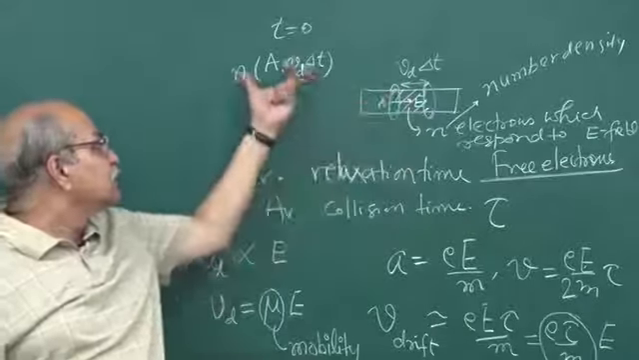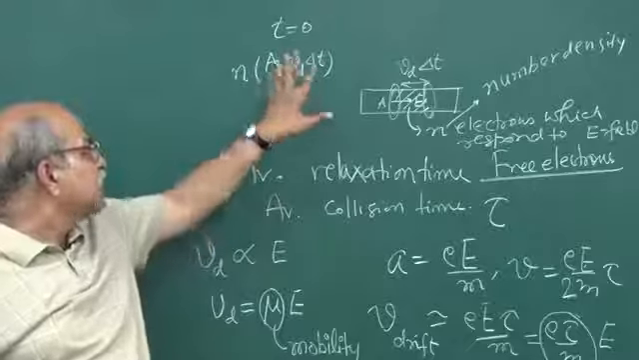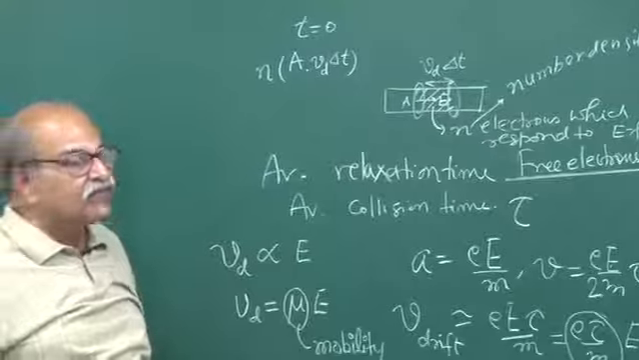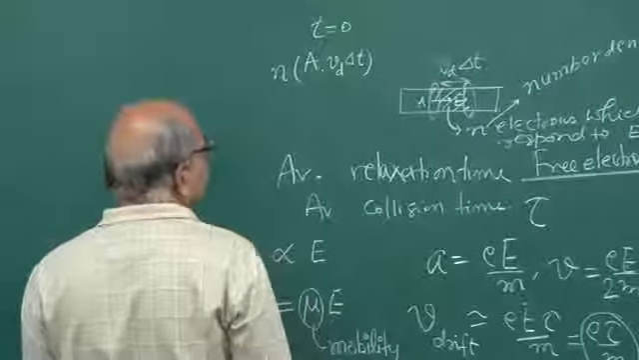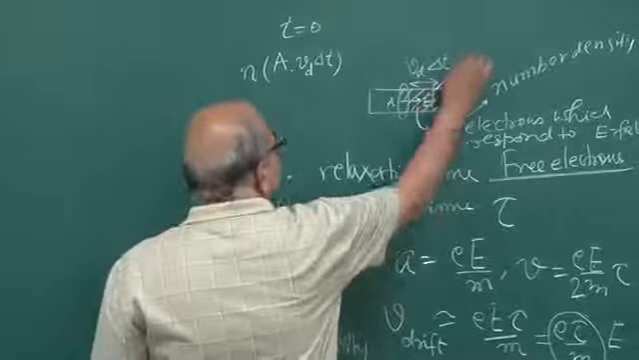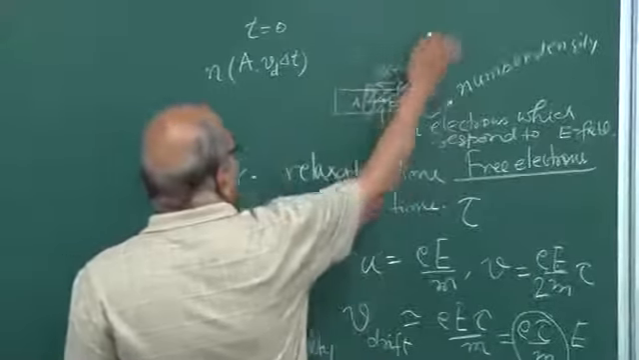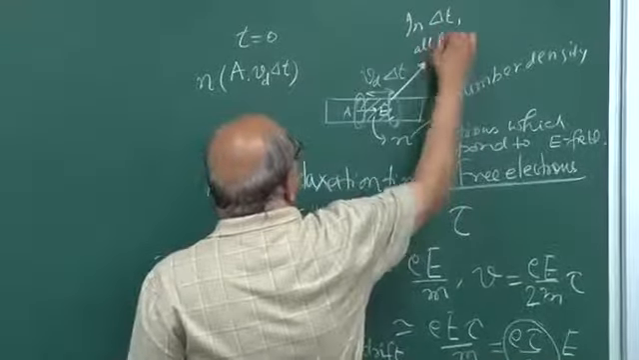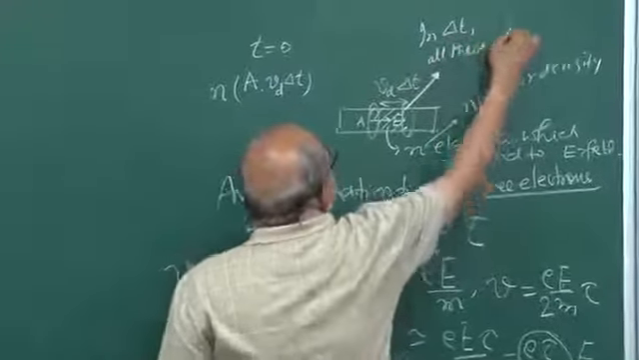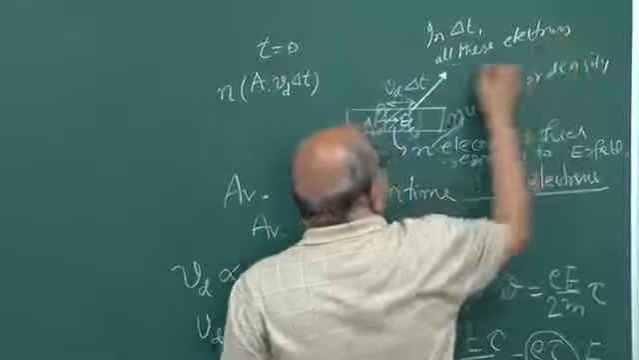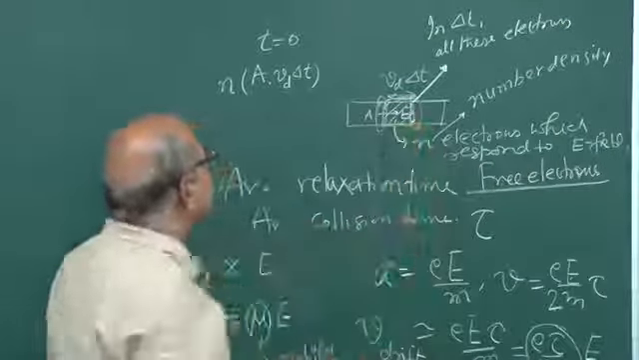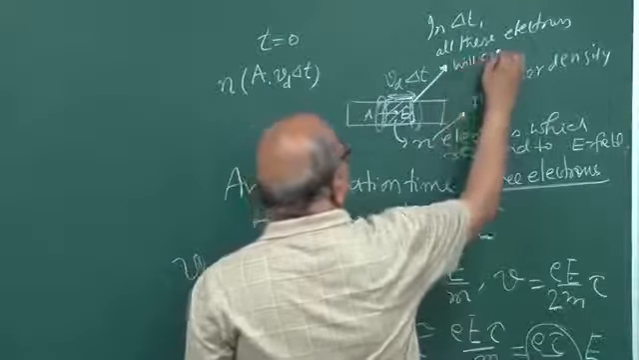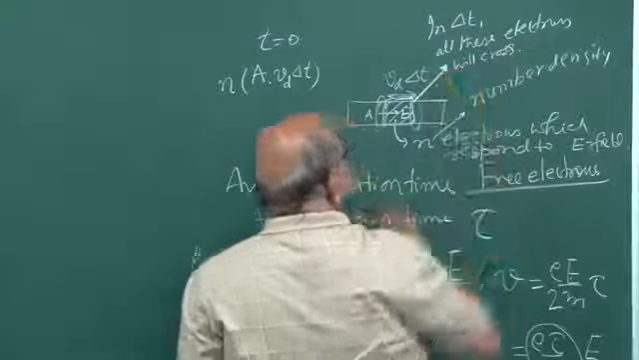These many electrons have achieved this drift velocity. And all these are going to cross this cross section here in time delta t. So in time delta t, which electrons? The electrons which are here, in this volume, these electrons will cross this cross section.